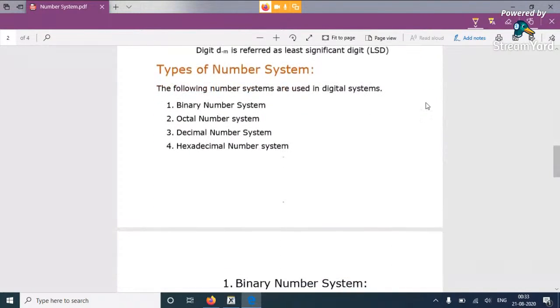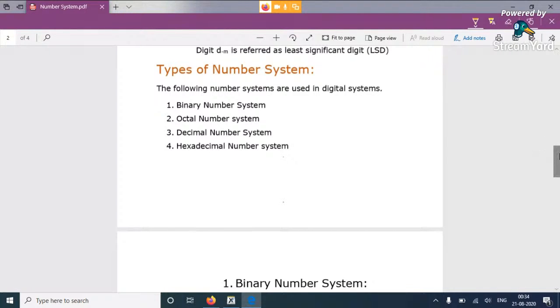Now the types of number systems. The following number systems are used in digital systems. First is the binary number system, second is octal, then decimal, and hexadecimal. These number systems are widely used in digital systems like microprocessors, logic circuits, computers, etc. Therefore, knowledge of these number systems is essential for understanding, analyzing, and designing digital circuits or systems.